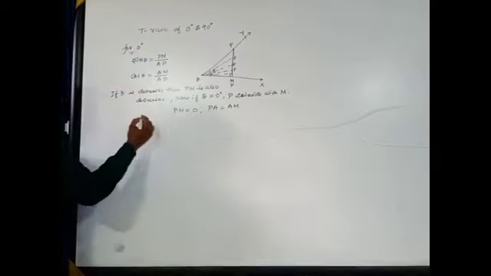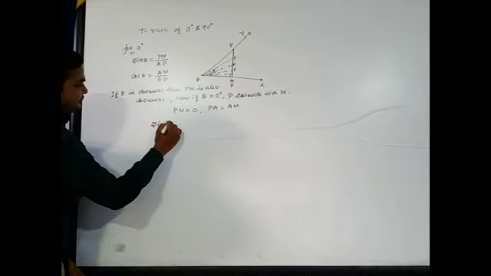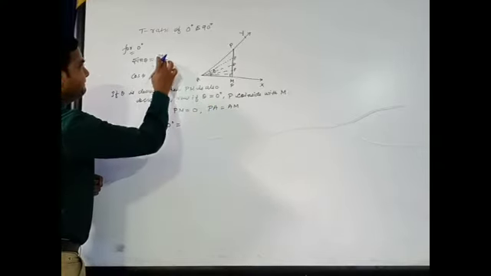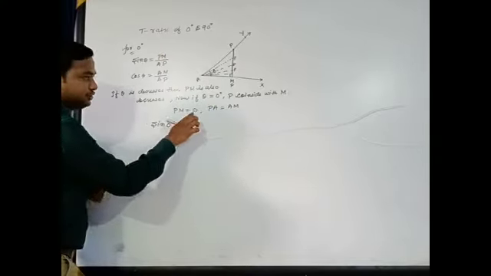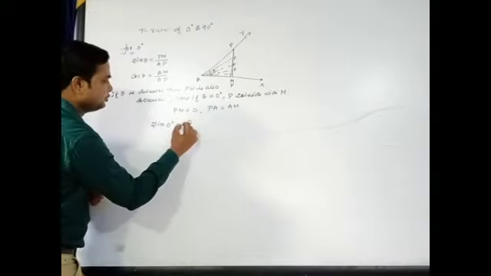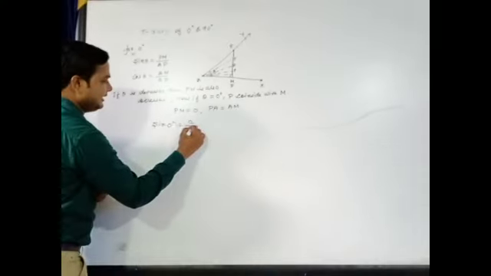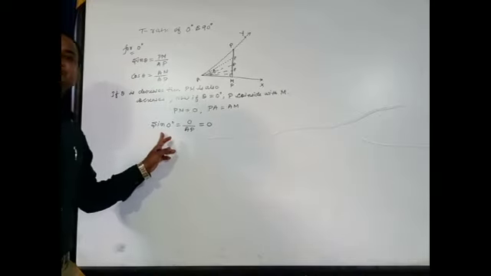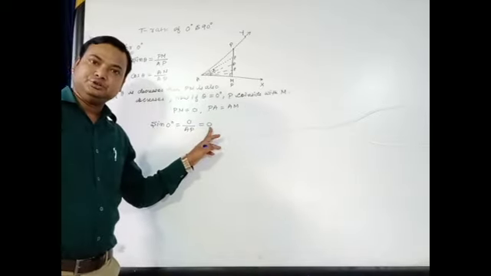Now look here. Sin 0 equal to the length of PM by AP. PM equal to 0, so 0 by AP, and 0 by something equal to 0. It means the value of sin 0 degree equal to 0.